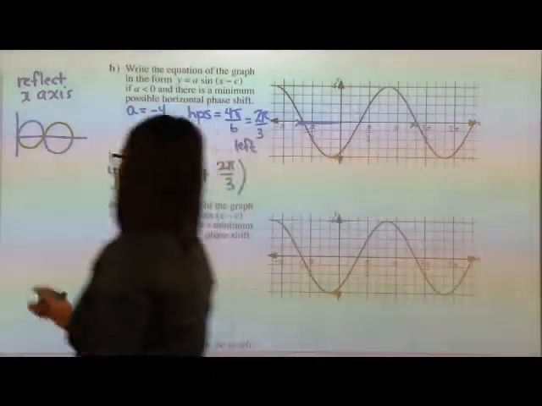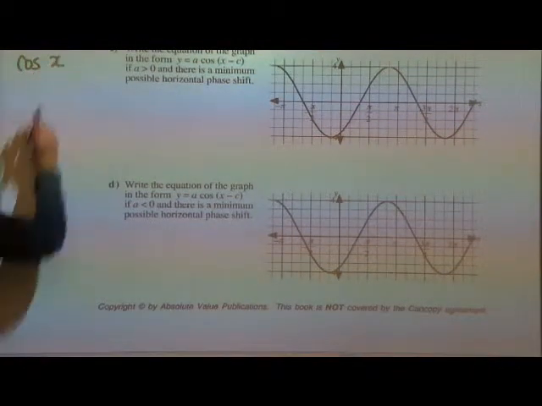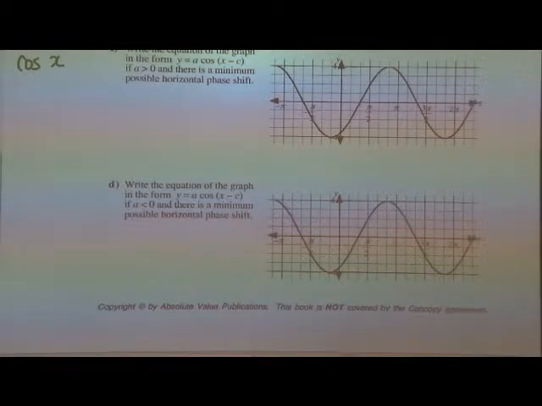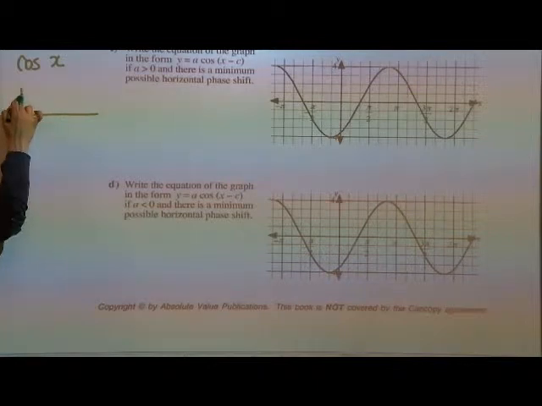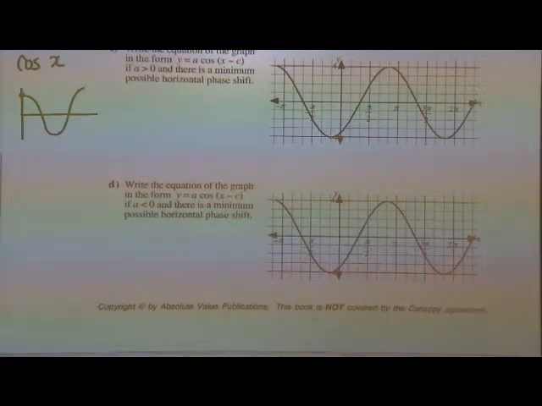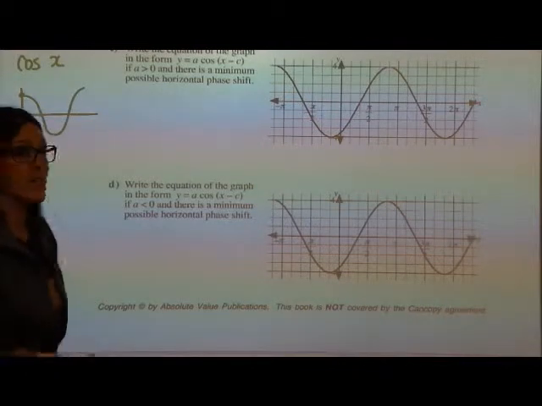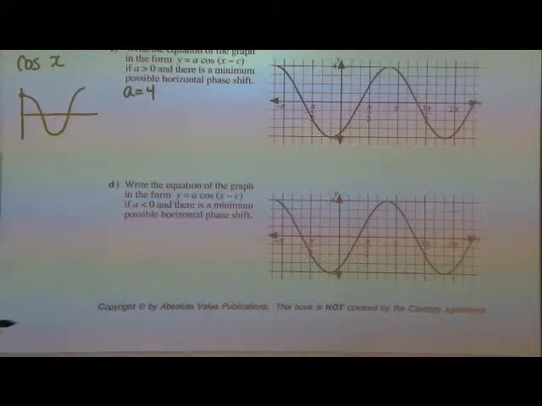Okay, so what happens in C? It's now a cosine graph. Tell me about a cos graph. Where does a cos graph start? It starts at the top of the y-axis. It starts at its maximum and then goes down to the minimum and comes back up. So it's important to understand what that general shape looks like. We already discussed before that the amplitude did not change, so it's still going to be a 4.